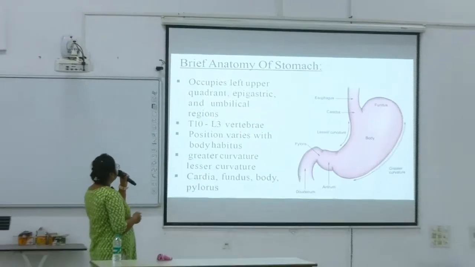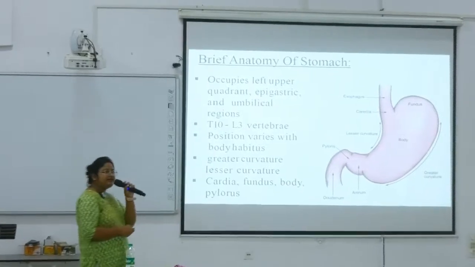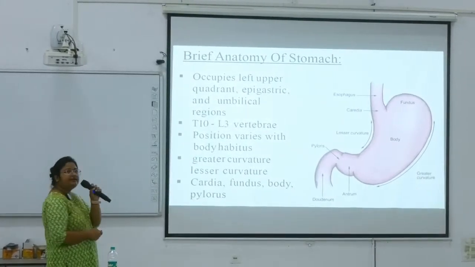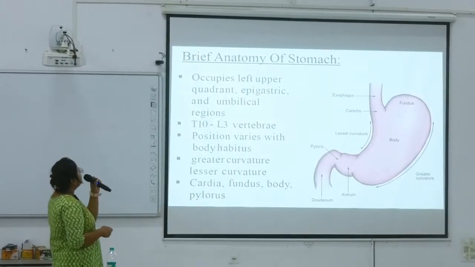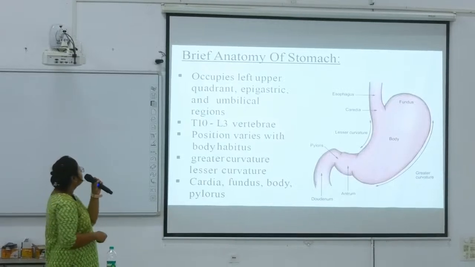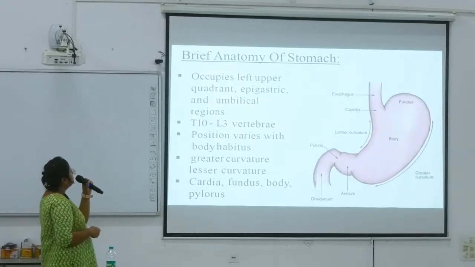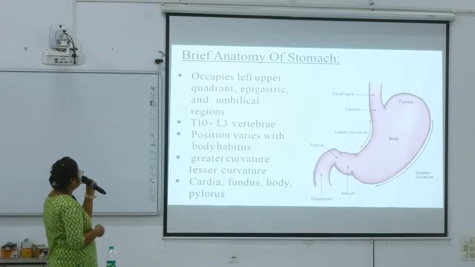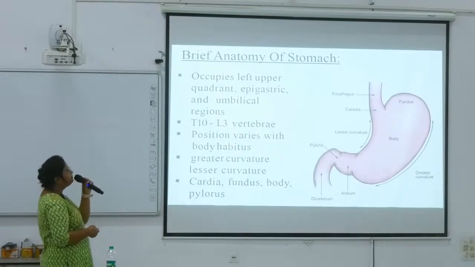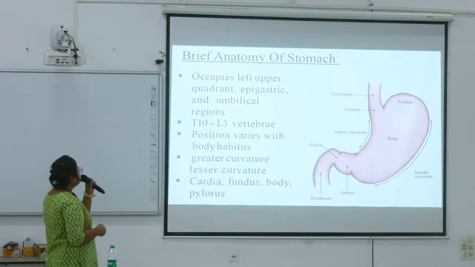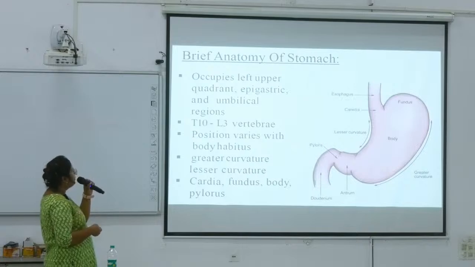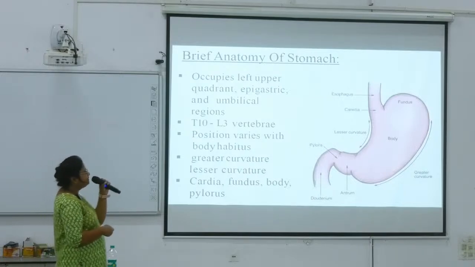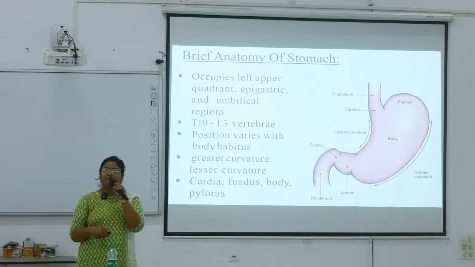The stomach occupies the left upper quadrant, epigastric and umbilical regions. Vertebral level is from T10 to L3 vertebral level. Position varies with body habitus. That means position changes during standing and lying down position.